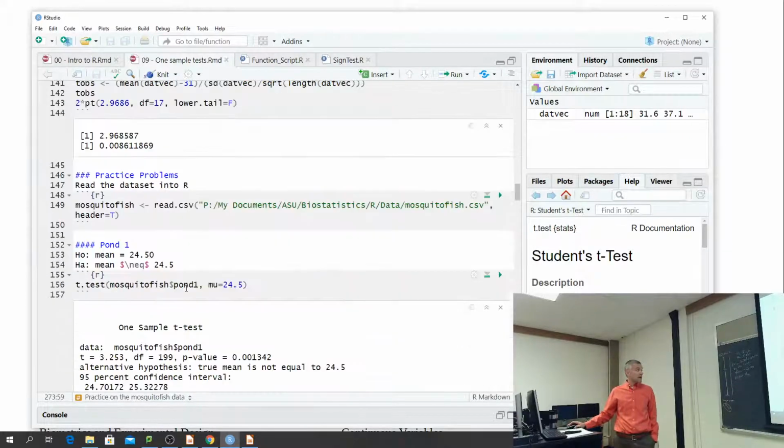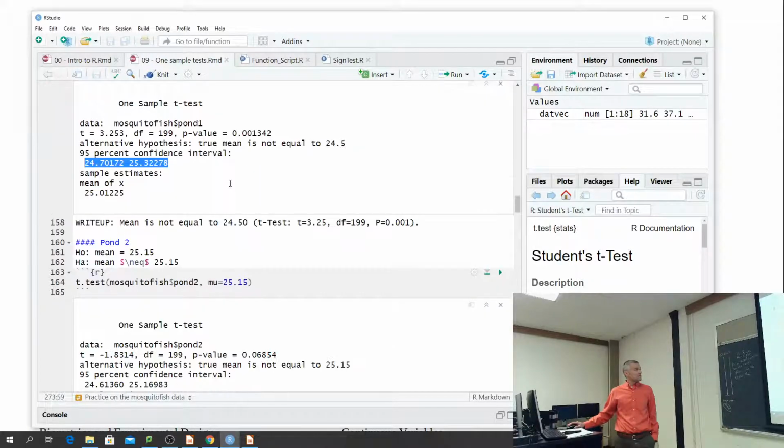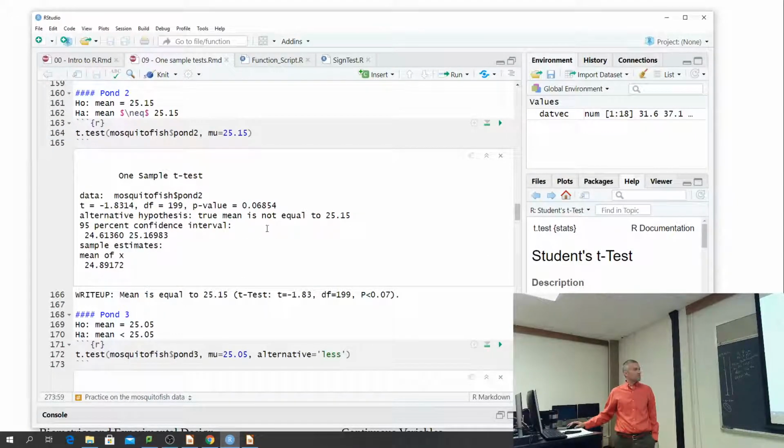So we can go down and here's our mosquito fish. All right, if I read them in, you can see it. We concluded that our mean did not equal 24.5. Well, here's the confidence interval. Does that include or capture 24.5? No. 24.5 fell outside of that confidence interval. Was pond 1 normally distributed? Yeah, it was. We concluded that it was. Pond 2, was it normally distributed? Yep, it was. All of our ponds were normally distributed. P-value was 0.06, 0.07. We concluded that the means were equal.